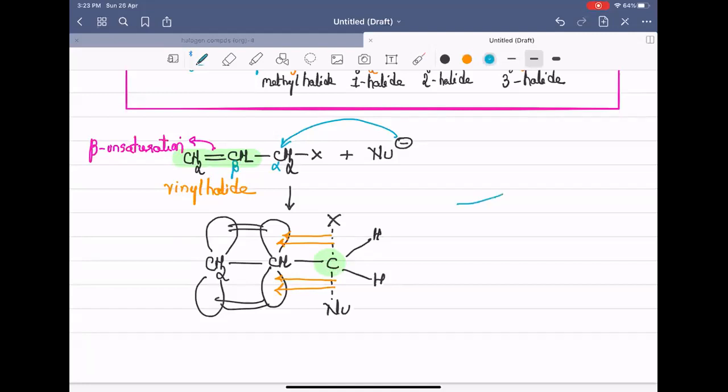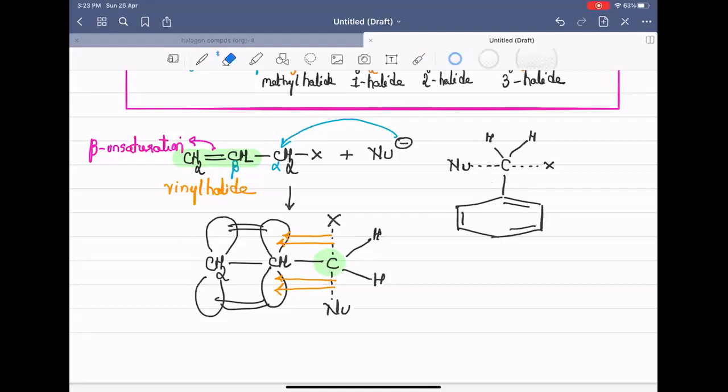A similar situation is with benzyl halides. When you take up a benzyl halide, there is a very similar situation. Look at this: the leaving group of benzyl halide and the incoming nucleophile. You can see that this is your alpha carbon and this is your beta carbon, and this is where your electron density is supposed to go. Some of the electron density can move into the pi shell, and that stabilizes the entire structure. So benzyl halides and vinyl halides show SN2.